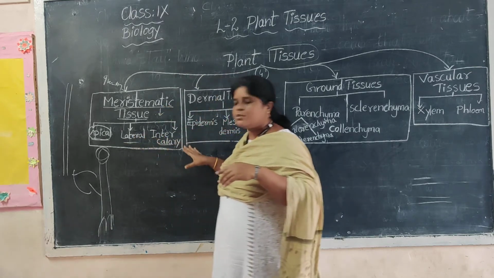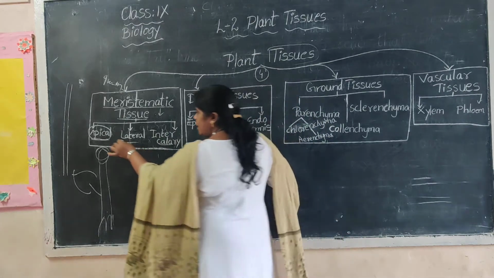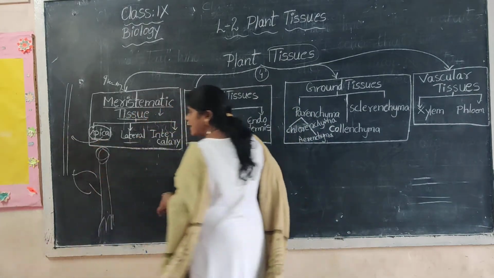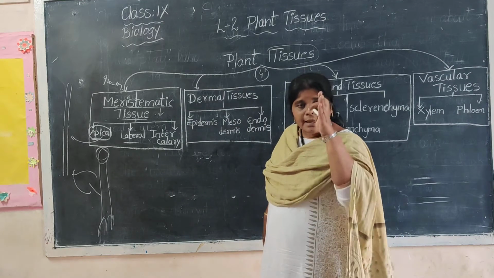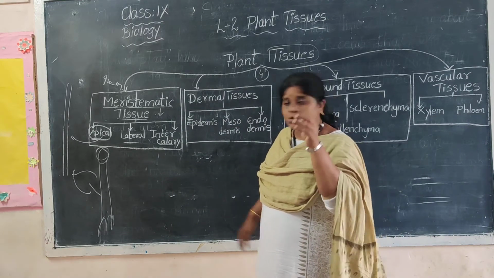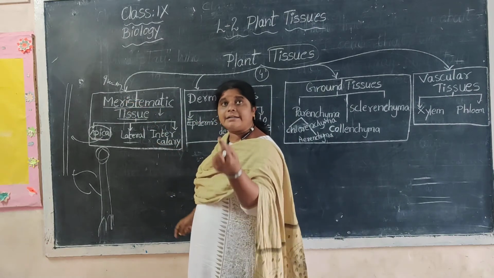Now, again, why this is divided like this means, first of all, the length will be increased by apical meristematic tissue. The first one is what? Apical meristematic tissue. In that it will increase.